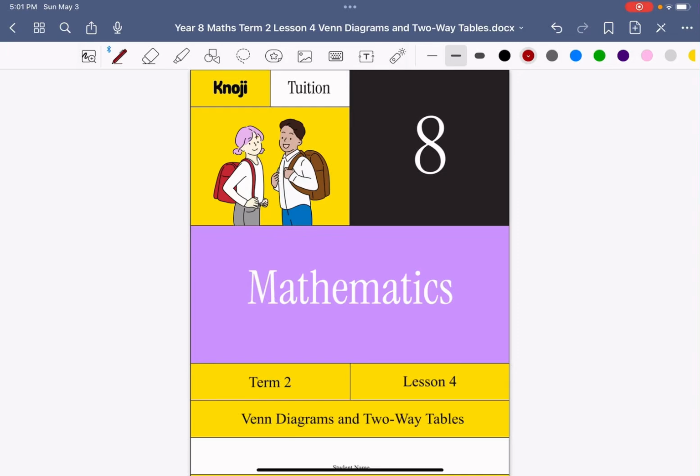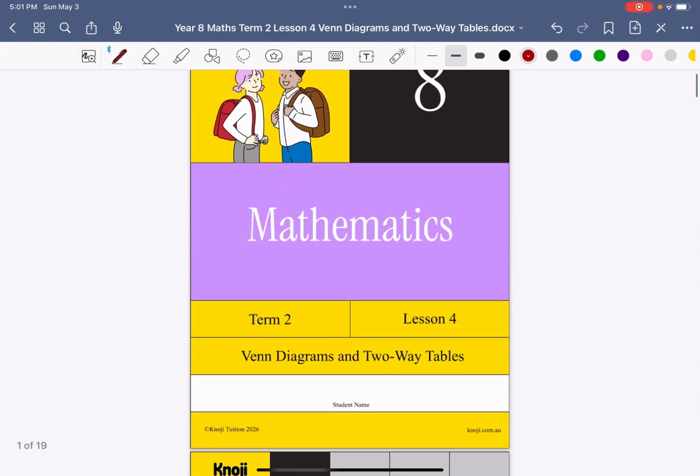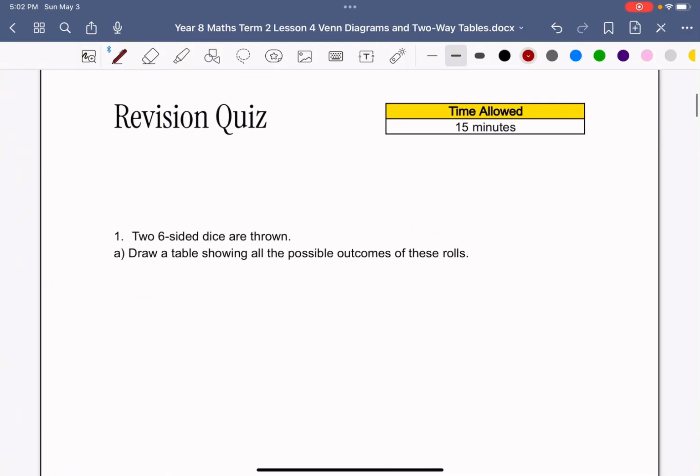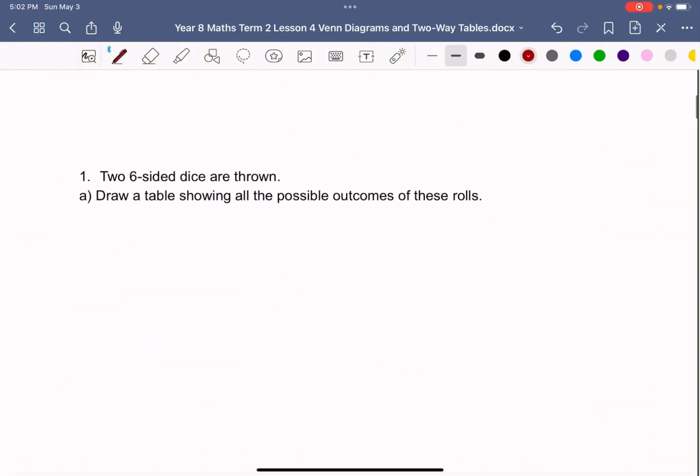Today we're going through the Year 8 Mathematics booklet, which is Venn diagrams and two-way tables. We'll start with a revision quiz first. Question number 1 says 2 6-sided dice are thrown. Draw a table showing all the possible outcomes of these rolls.